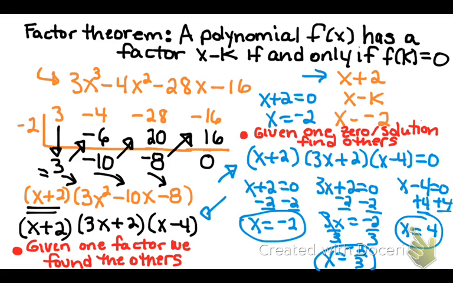When we started, we said that we would use the factor theorem to find other factors if we're given one, or given one zero of a polynomial function or one solution, and we can find the others.